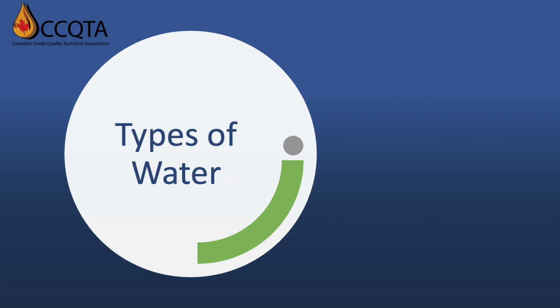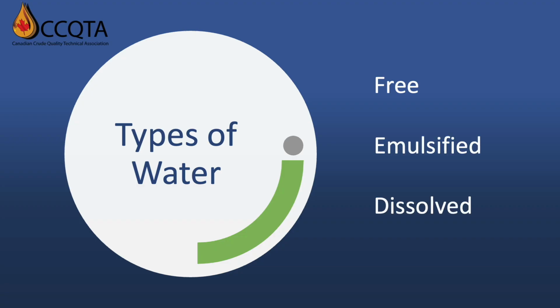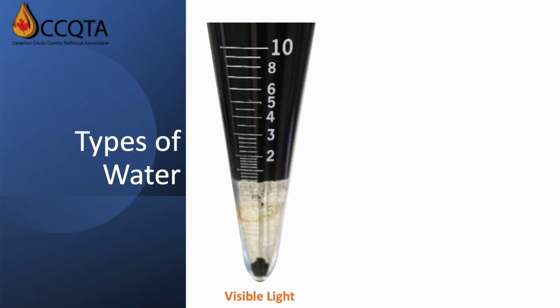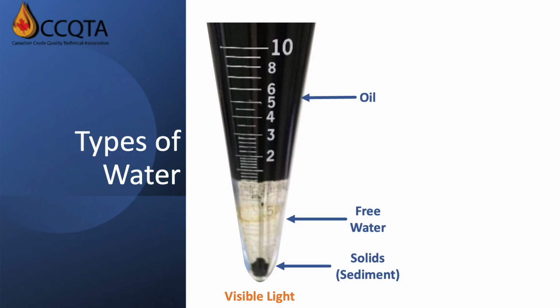There are three different types of water you'll find in crude oils: free water, emulsified water, and dissolved water. Let me show you an example to understand these a little better. A common sediment and water test uses a centrifuge to separate oil, water, and solids, or sediment, based on density. When looking at the tube, you have three phases. These include solids, free water, and oil. Free water is water that readily separates from the oil and will settle in tanks, low spots, etc., but overall is pretty easy to get out.